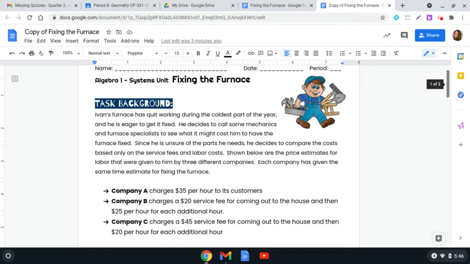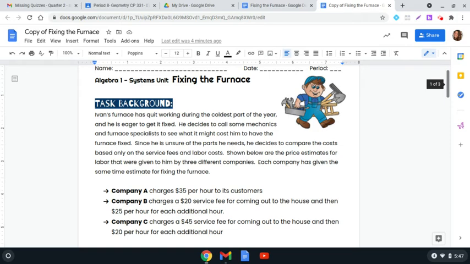So, first, let's talk about what the task is discussing with us. Ivan's furnace has quit working during the coldest part of the year. He's eager to get it fixed. He decides to call some mechanics and furnace specialists to see what it might cost him to have his furnace fixed. Since he is unsure of the parts he needs, he decides to compare the cost based on only service fees and labor costs. Okay. So a service fee is a one-time fee. So that's similar to our y-intercept. And a labor cost is what you pay the people per hour to work on whatever you're getting worked on. So in this case, the furnace.